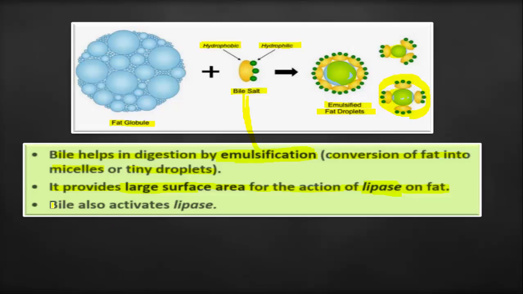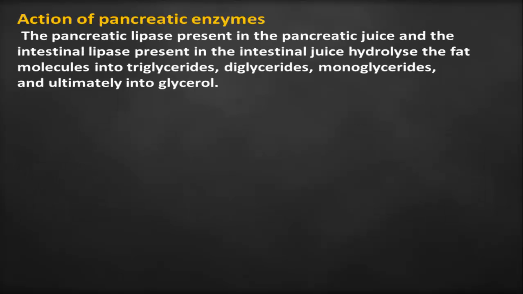Then bile also activates lipase. So bile juice keeps the environment alkaline, and alkaline conditions always activate the lipase enzyme, which further acts on the lipid molecules. This is how emulsification is carried out by the bile salts, and emulsification provides a large surface area for the action of the lipase, which helps in complete breakdown of the fat molecules into fatty acids and glycerol. So moving to the next point, what happens?